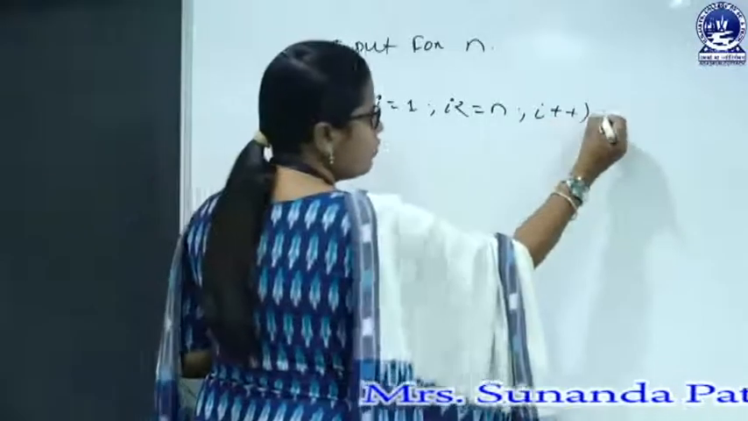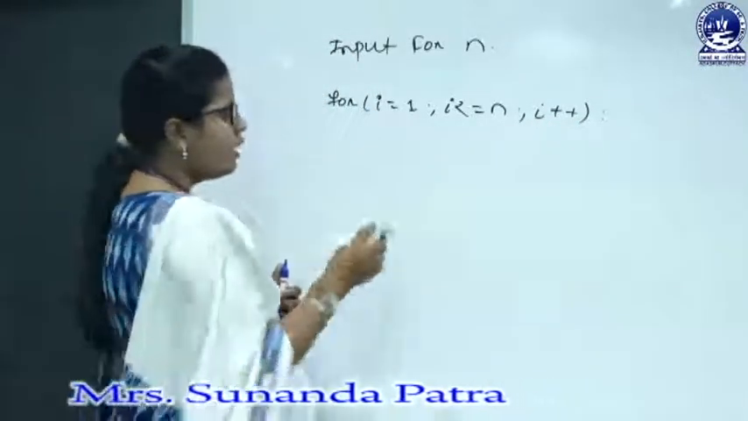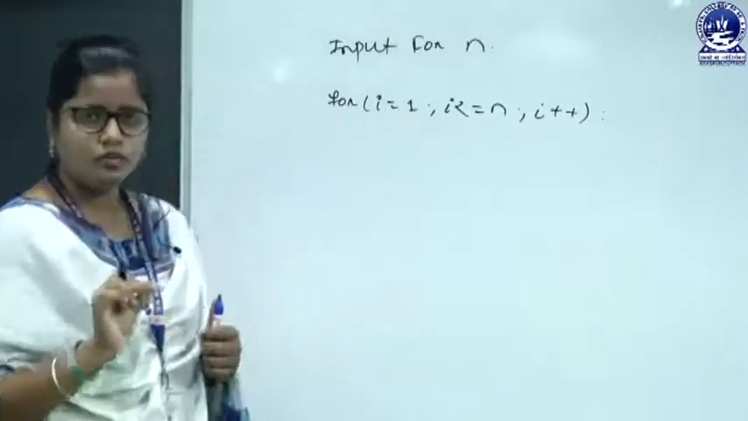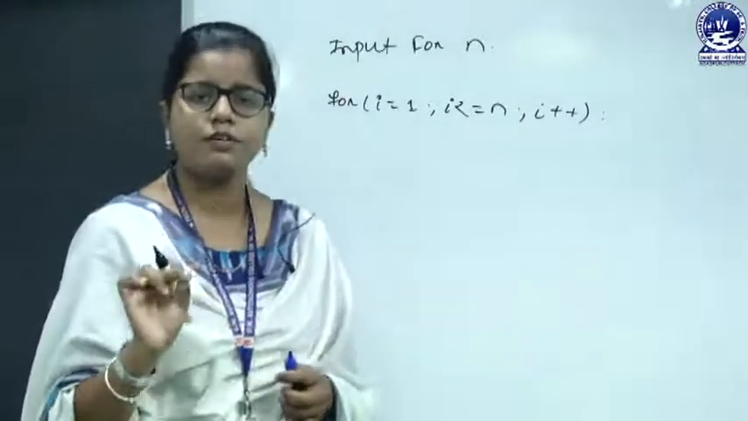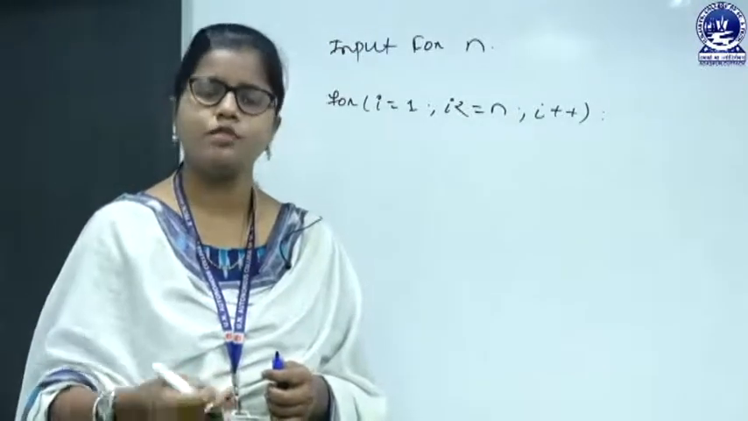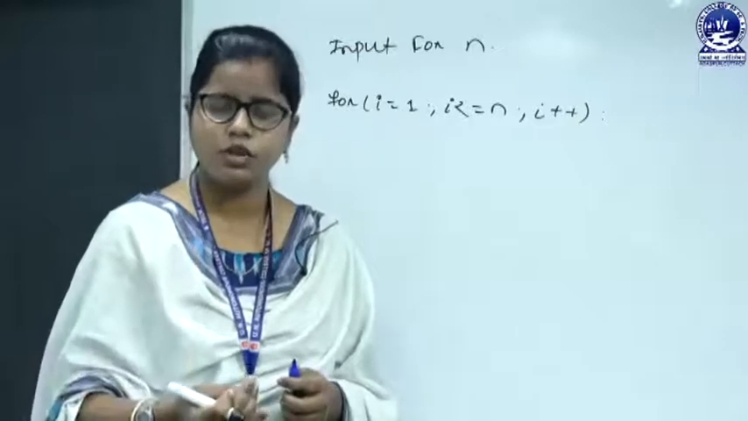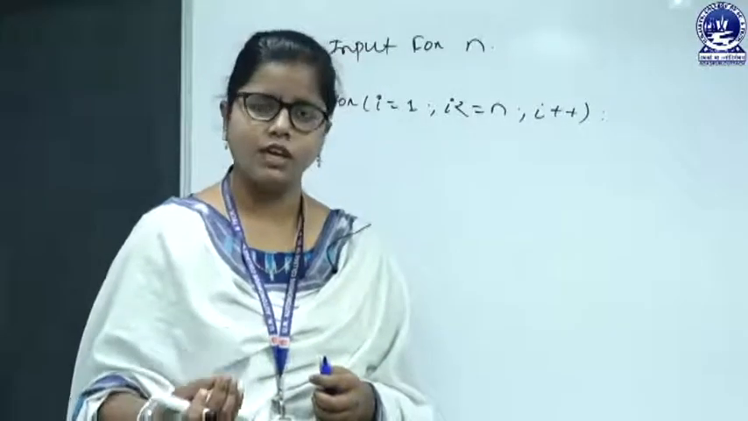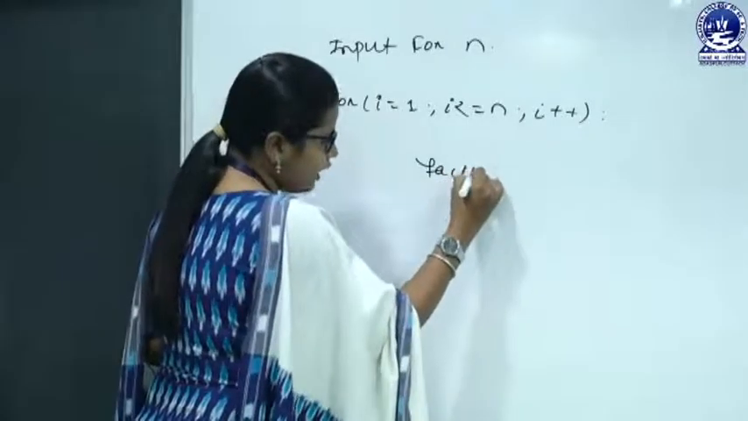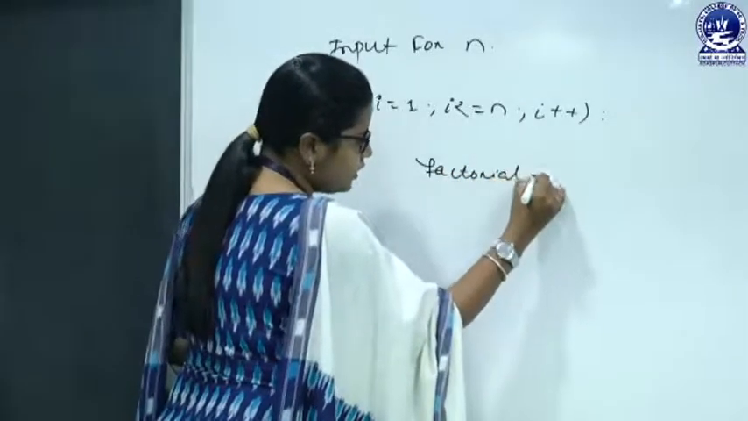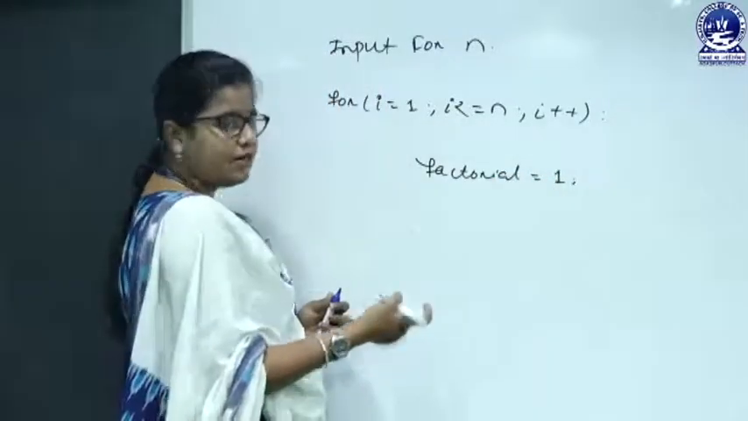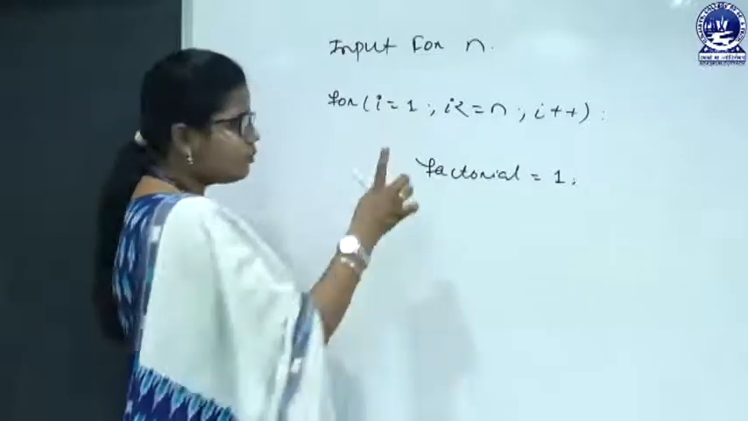Here we have to follow the indentation. For I equals 1, we have to calculate the factorial of 1 and print the factorial of 1. Then when I is modified to 2, we have to calculate the factorial of 2 and print the factorial of 2. So for I equals 1, the factorial value is 1.